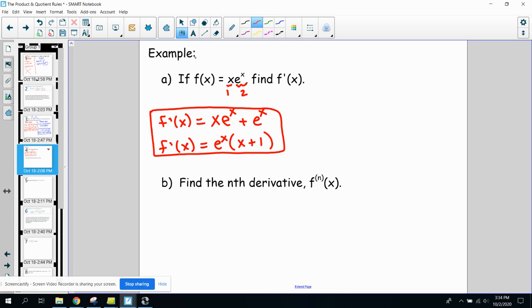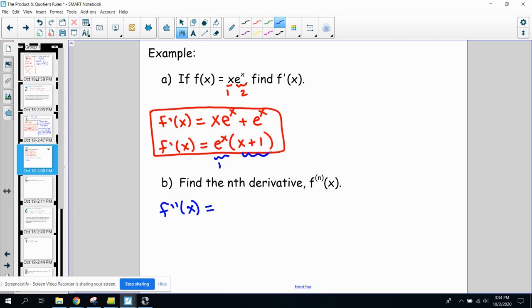Okay, so then part B of this says find the nth derivative, f to the n of x. So we want to start looking for a pattern. We know what the first derivative is, and I'm going to use the simplified version when I'm finding the next derivative. So if I want to find, let's say, the second derivative, f double prime of x, I'm going to take the derivative of this. So my first in this case would be e to the x, right?